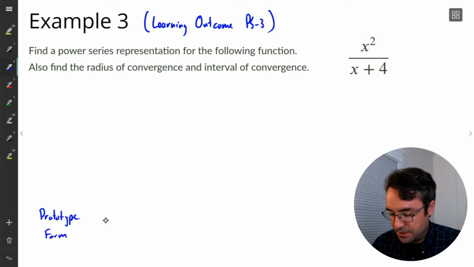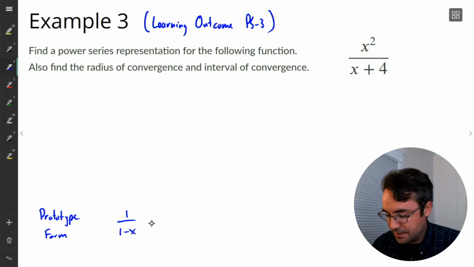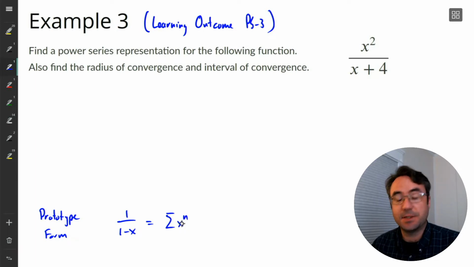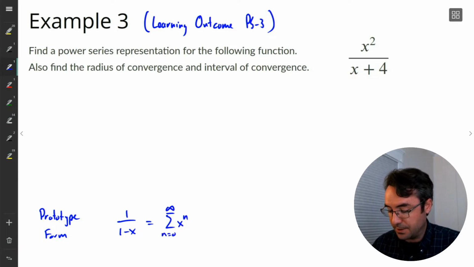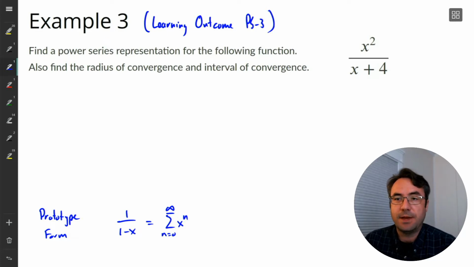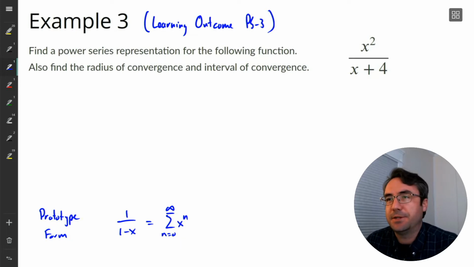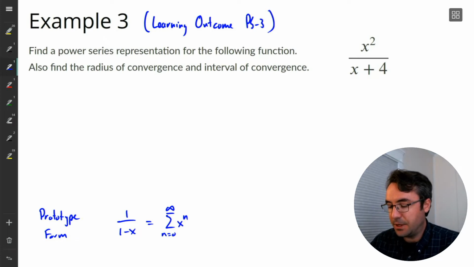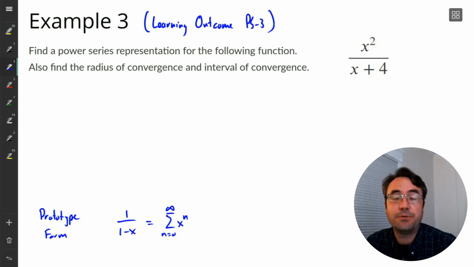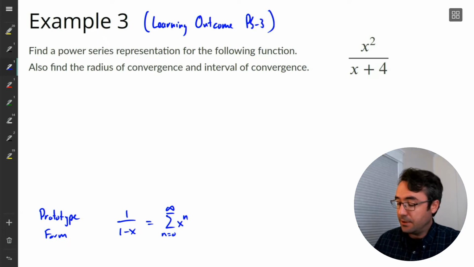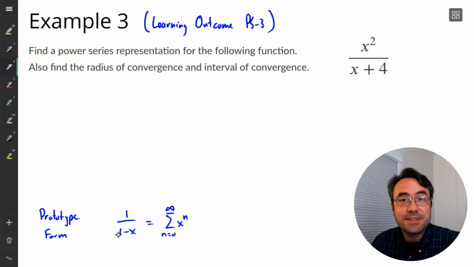Let's write that down. And that was the special 1 over 1 minus x. And the power series representation for that was the sum of x raised to the power n, starting at n equals 0, going to infinity. All right, so that was our prototype form. This was the power series representation, and it's related to the geometric series. And as we saw in PS-3, this allowed us to find the representation for some types of functions. And they all boil down to this fraction in some way.